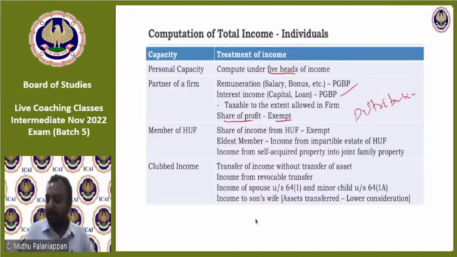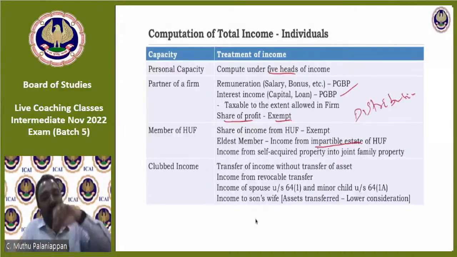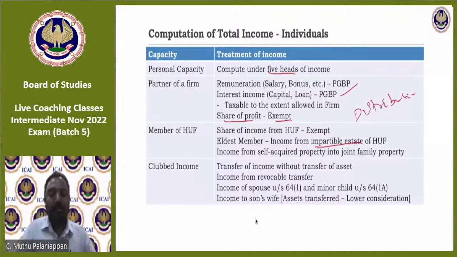And if it is income from impartible estate, what do you mean by impartible estate? It is basically an estate which could not be separated. It is one, it is single. You could not actually separate it. In that case, the eldest member of the HUF needs to pay tax on that particular income from the impartible estate. So the impartible estate is the estate which cannot be segregated, which should not be divided. So it is one single estate. Though there are multiple owners, it is considered to be one single estate. So the eldest member pays tax on that.